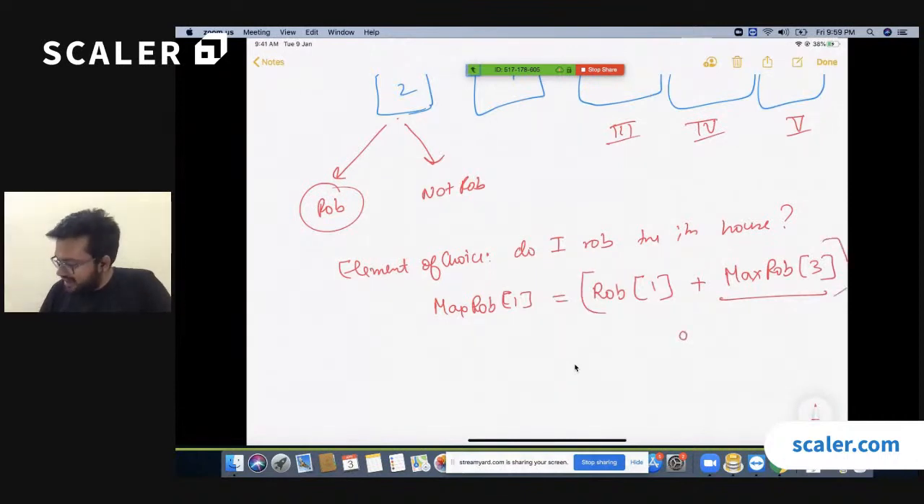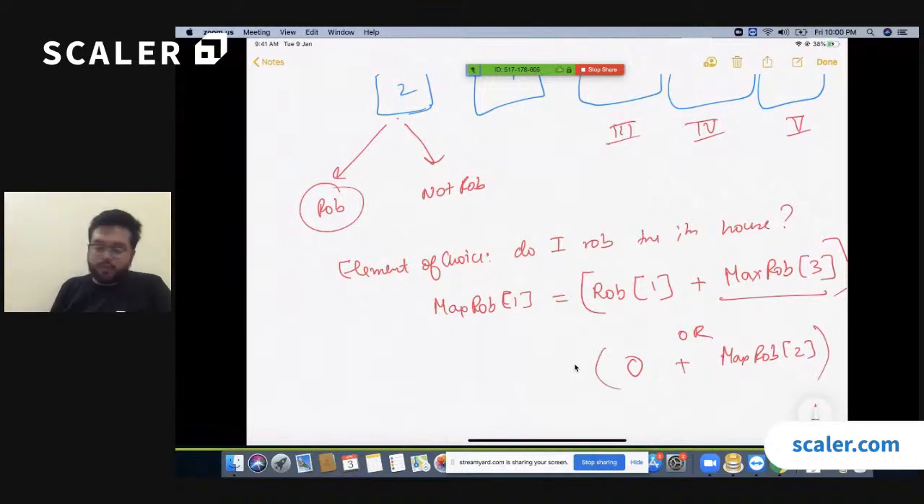The other option that I have is that I do not rob it. If I do not rob the first house, I get 0 points. Plus, I reduce my problem to a smaller problem, which is max rob 2. Because just because I did not rob the first house, I'm not imposing any constraint on the second house. I can still choose to rob it. These are the two options that I have. What will be the answer? The answer will be the maximum out of these two.